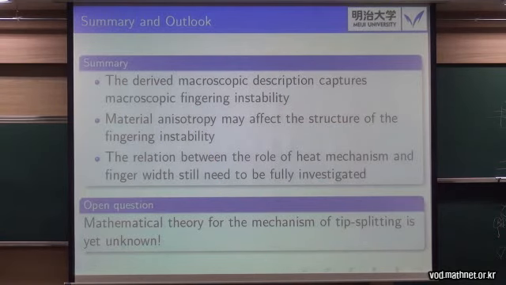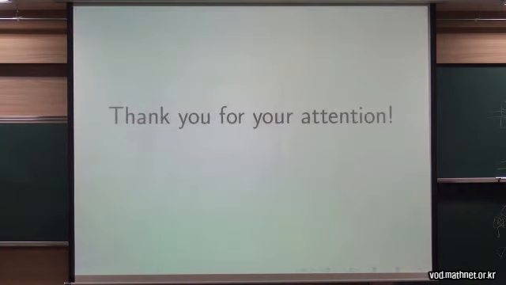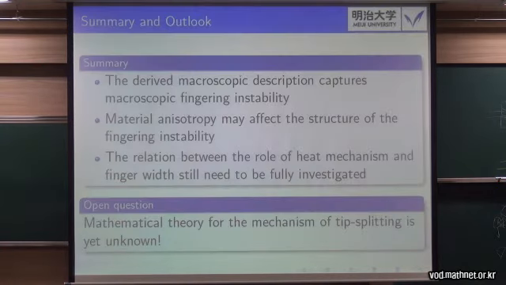So in this presentation, what we've done is to derive a microscopic description to capture the microscopic fingering behavior of a sample material of interest. We've also seen how anisotropy can affect the structure of the fingering instability, and also since in this model we don't have any other heat mechanisms except by controlling the effect of heat through the reaction rate, we still need to do more on the role of heat mechanism on the finger width.